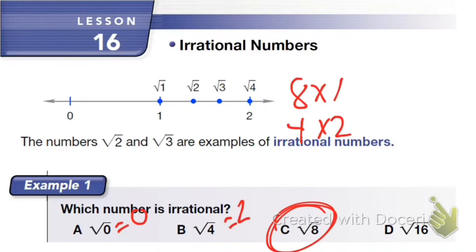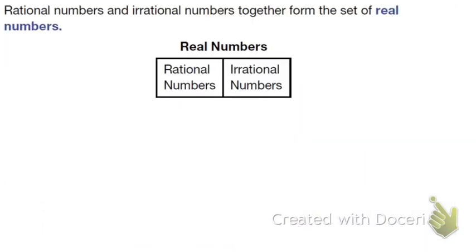Okay, and then we can always check letter D. What's the square root of 16? What number times itself equals 16? That would be 4. Okay, so we know that C is our answer since no number times itself equals 8. Okay, rational numbers and irrational numbers together form the set of real numbers. So the real numbers, that is all the rationals and the irrationals put together.